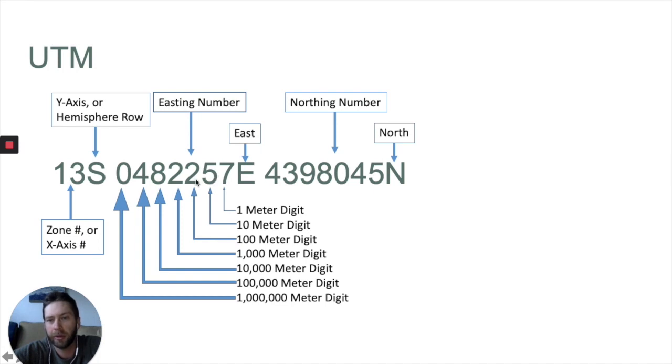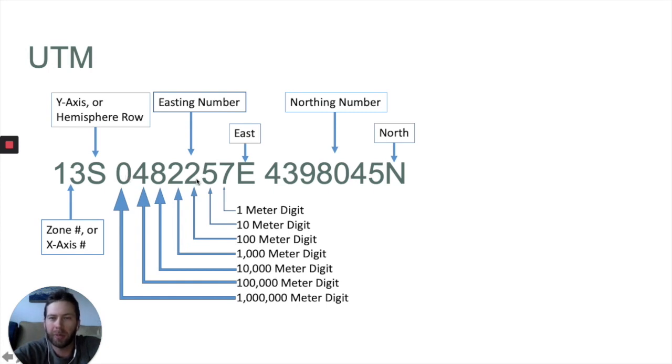Then we have the 100 meter digits. So as we're looking, we have 7 meters. Now we have 57 meters. Now we have 257 meters. Now we have 2,257 meters. Now we have 82,257 meters. And now we have 482,257 meters. Okay, and then this last one is obviously a 0, and that stands for the million meter digit.